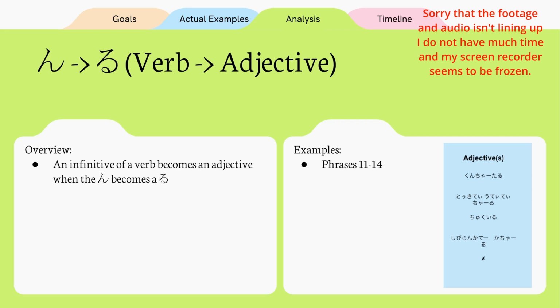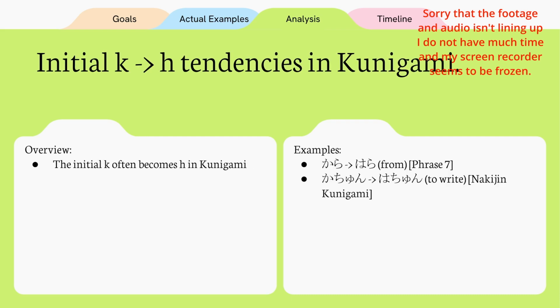And in Kunigami, there's a lot of times where the k at the very beginning of words in Uchinaguchi ends up becoming an H in Kunigami. For example, in phrase 7, you have the word hara, which is from, but in Uchinaaguchi, it will be kara instead of hara. Okay?